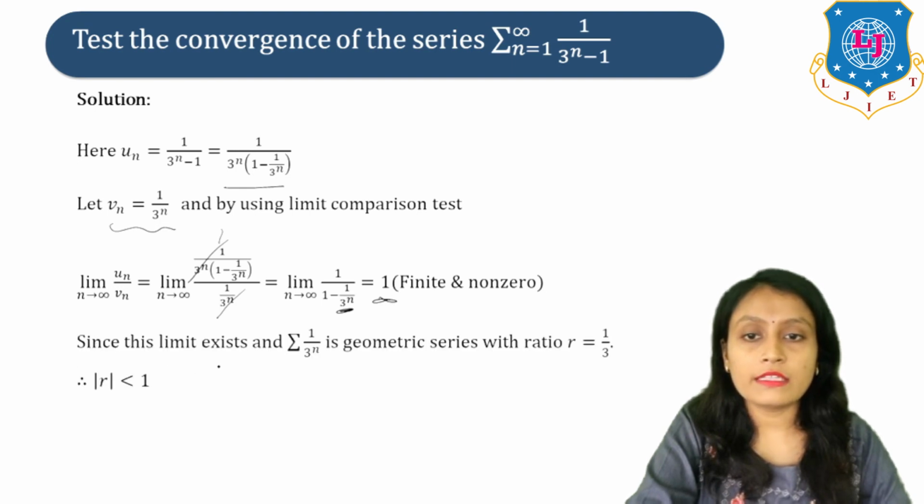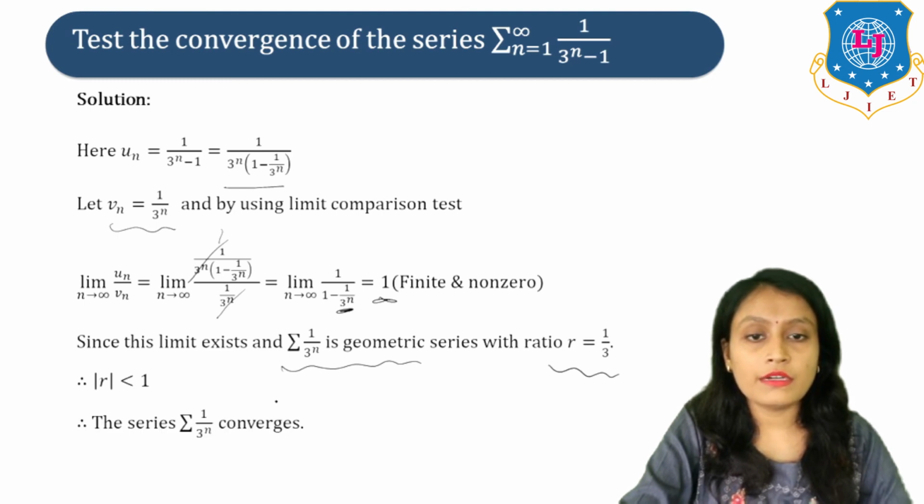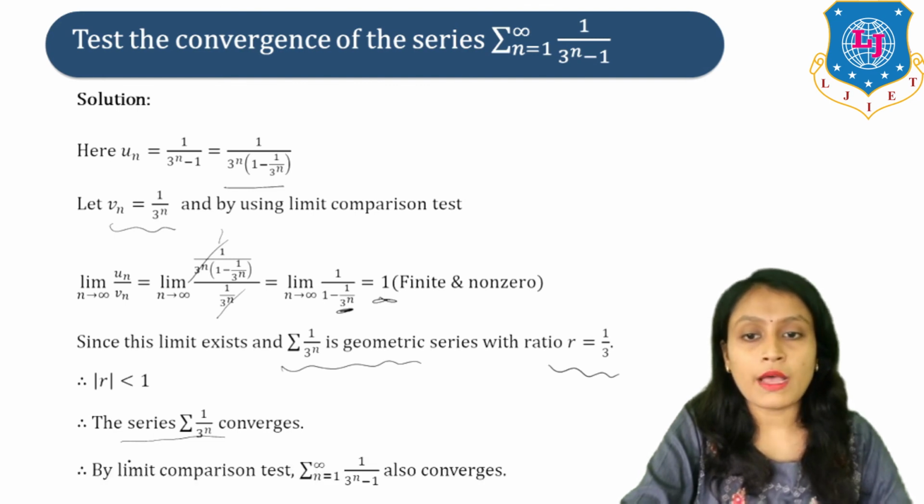So we will check whether this vn, that is series 1 upon 3 raised to n, is convergent or not. Now this series is a geometric series, right, with the ratio r is equal to 1 by 3, which is less than 1. So by geometric series test we can say that this series 1 upon 3 raised to n converges. So by limit comparison test we can say that the series un, that is 1 upon 3 raised to n minus 1, also converges, right?